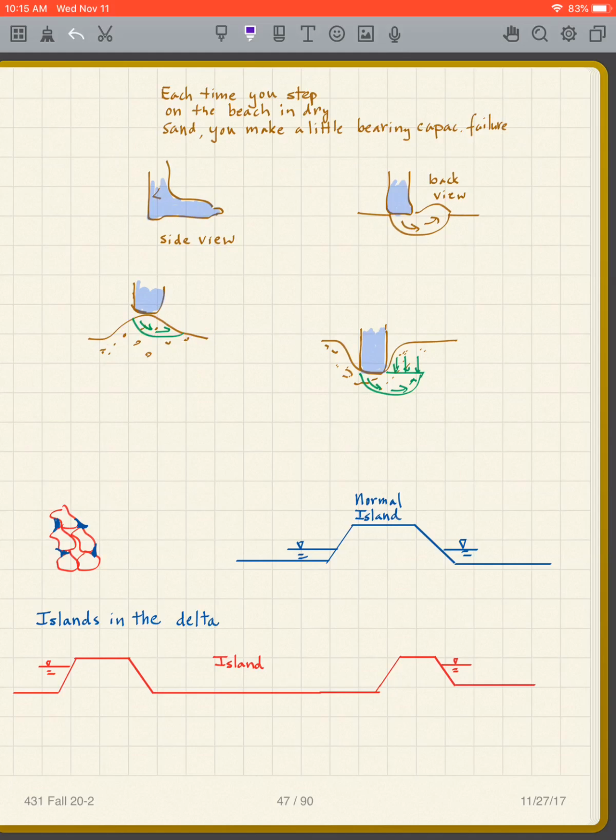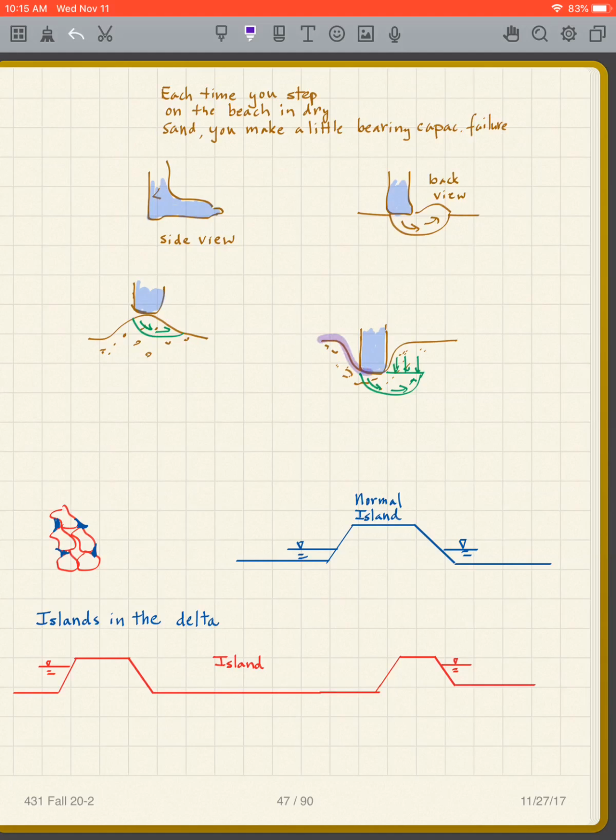And you can see that the shear surface is not as big here, so if you step on a hump, you're going to get a very easy bearing capacity failure, which makes sense if you've ever noticed it as you're walking on the beach.